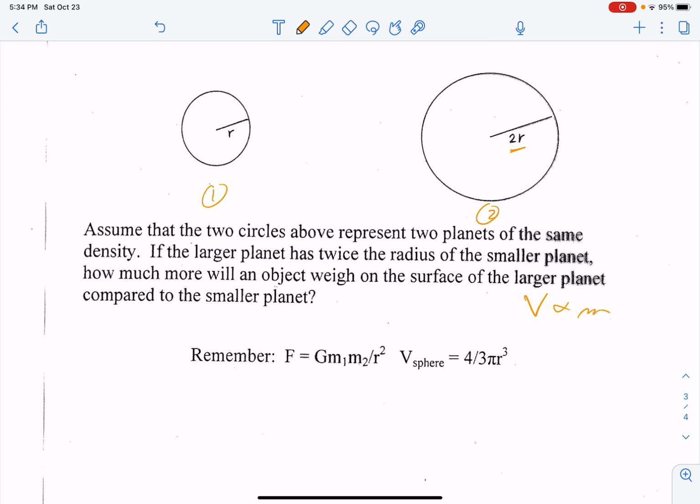Okay? Surface area, because it's an area, is going to be proportional to the radius squared. So volume, of course, is a three-dimensional thing. Area is a two-dimensional thing. Now, remembering these two equations, the question is, how much more will an object weigh on the surface of planet 2 than on planet 1?